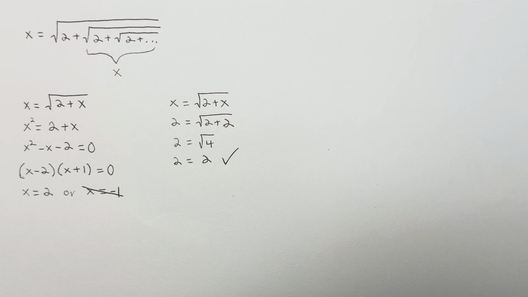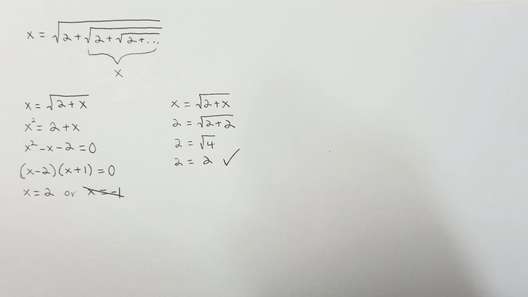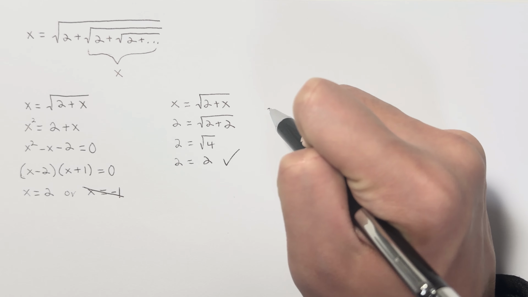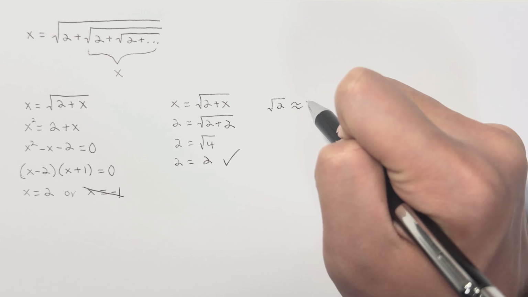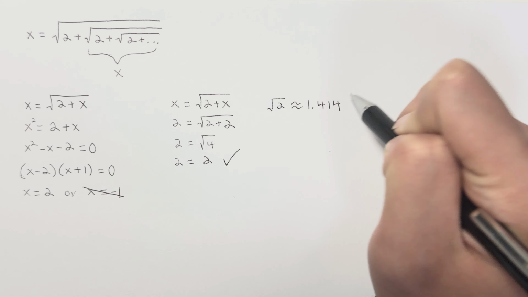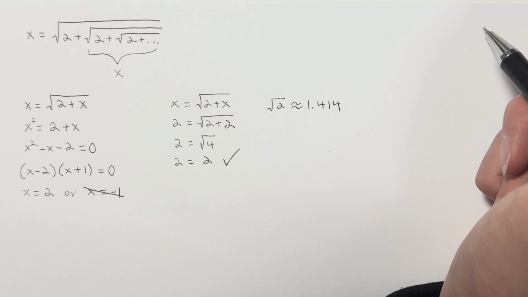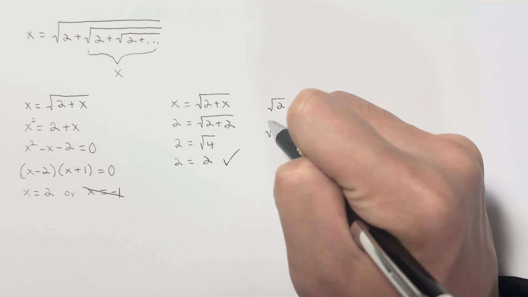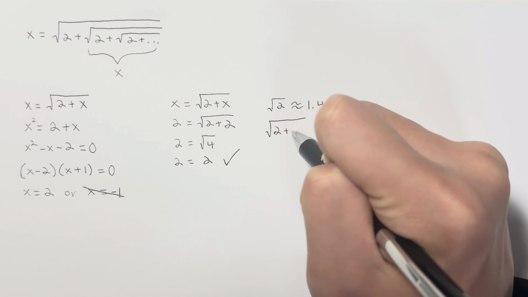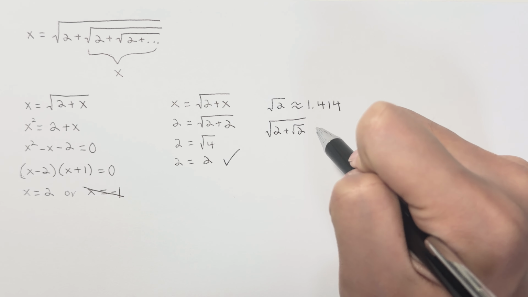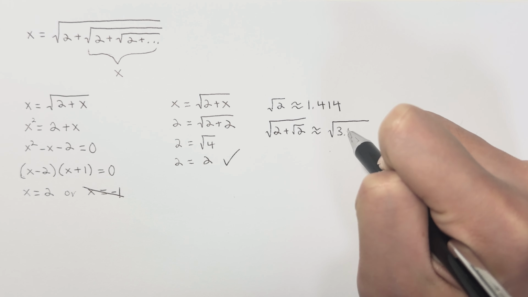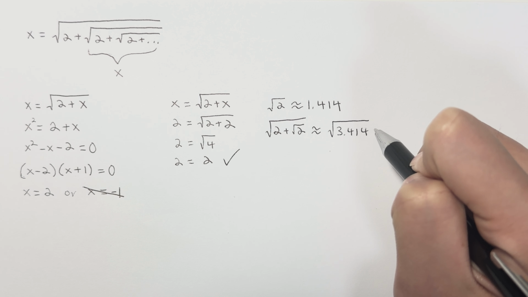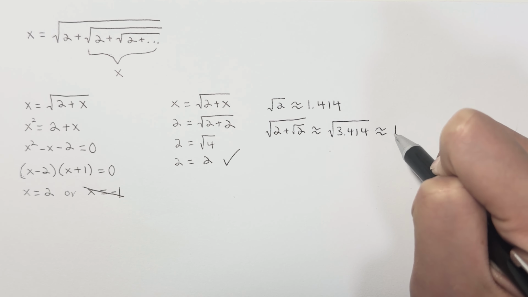Let's actually compute the first few terms and see if they approach 2. Well, we know that the square root of 2 is approximately 1.414. And the square root of 2 plus the square root of 2 is approximately the square root of 3.414, which is approximately 1.848.